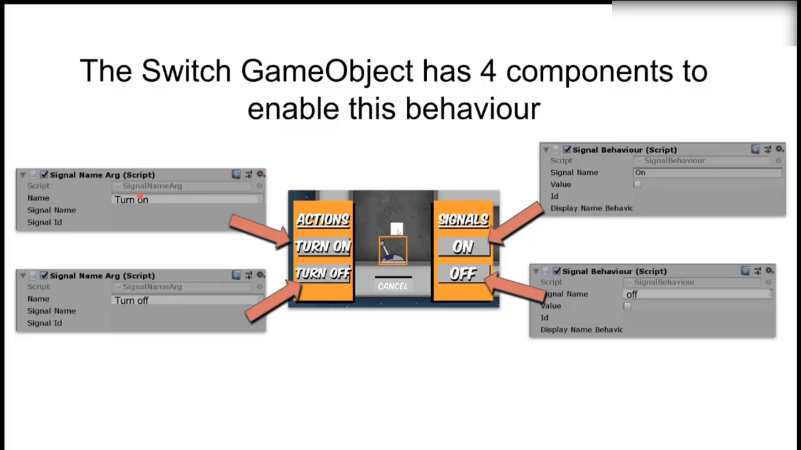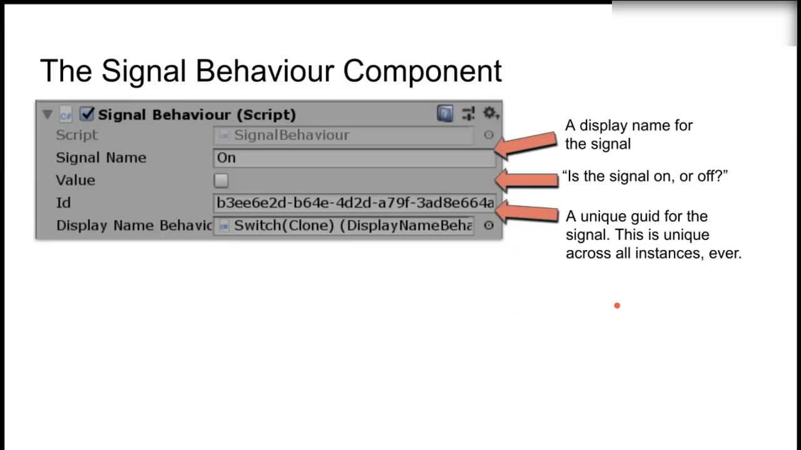So this switch game object actually has 2 components of this type, one with a name of turn on and one with a name of turn off. On the right side, there's a signal behavior component that drives the things that can broadcast. So there's literally 2 components on the switch, one with on and one with off. I'm going to dive into what those actually look like next.